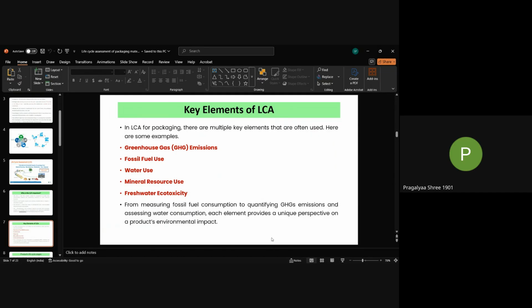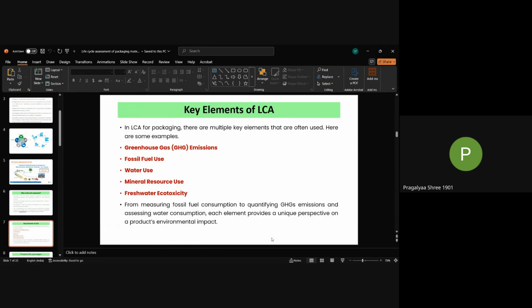Then the second one is fossil fuel use, then water use, mineral resources use, and freshwater ecotoxicity. All these are key elements taken into consideration when you want to assess the life cycle of a particular packaging material. From measuring fossil fuel consumption to quantifying greenhouse gas emissions and assessing water consumption, each element provides a unique perspective on a product's environmental impact.